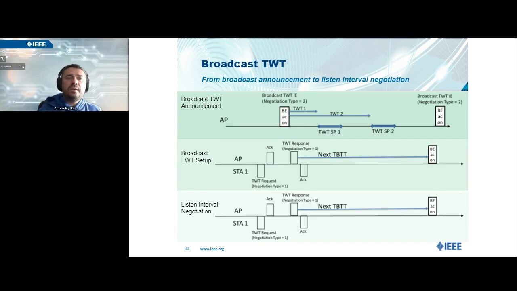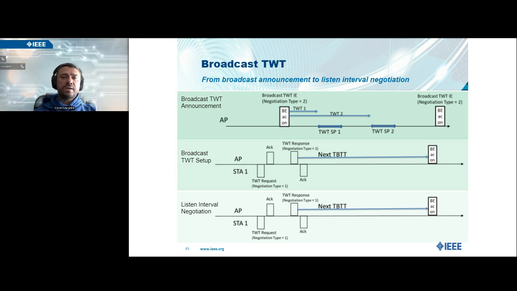Broadcast TWT, on the other hand, relies mainly on announcements. So the access point simply announces the schedule that it plans to keep for that particular BSS, and the stations can join that particular setting or request the access point to schedule others. And they are always advertised in beacons so that everybody, without the need of negotiating anything, can know where the schedules are going to occur during those beacon intervals.